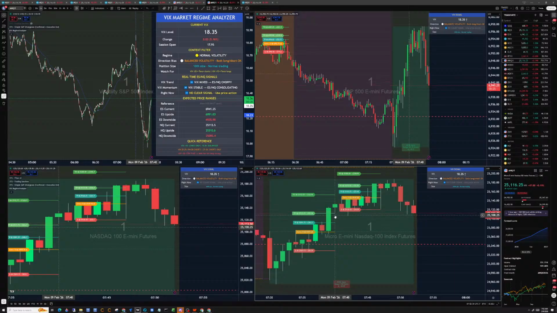So really excited to see what it looks like moving forward. I've done a bunch of back testing, but I don't really care for that. I want to see it moving forward, see what it looks like when we're actually trading here on the chart.